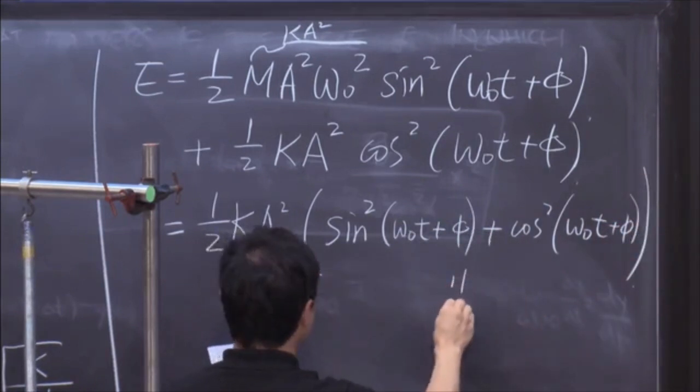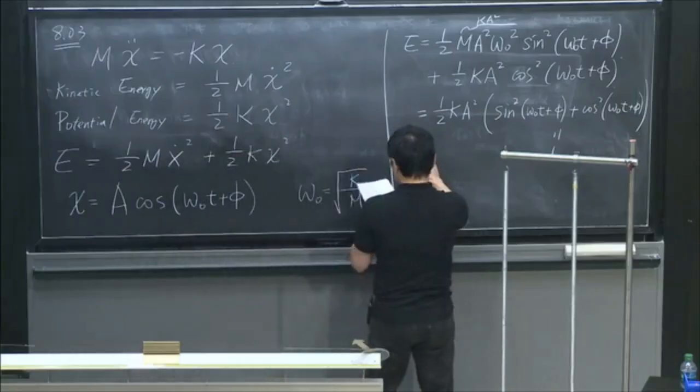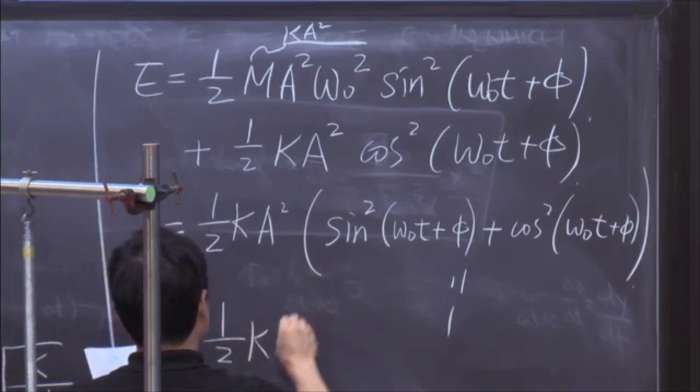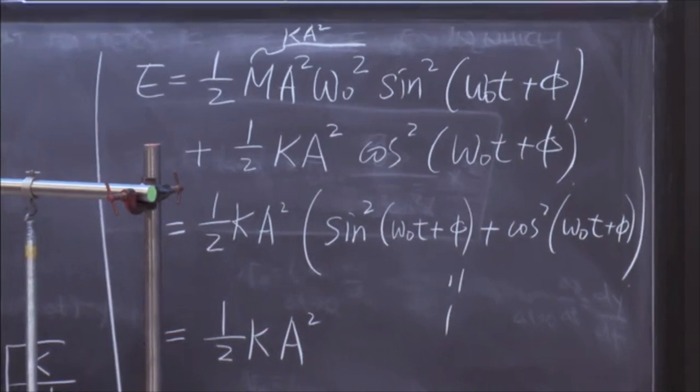And this is actually equal to 1. Just a reminder, sine squared theta plus cosine squared theta is always equal to 1. So that gives me this result. This is actually 1/2 ka squared. Okay, so that is actually the result.